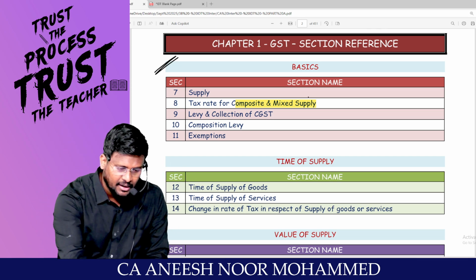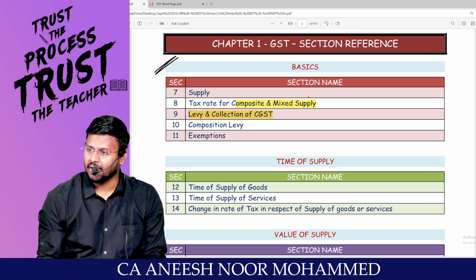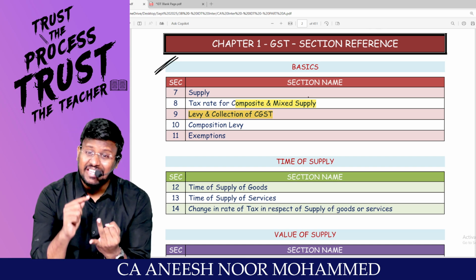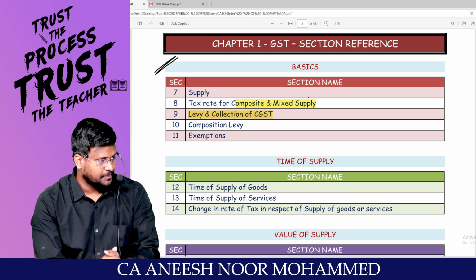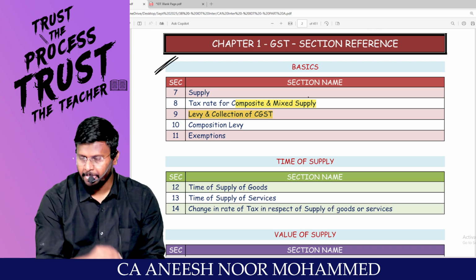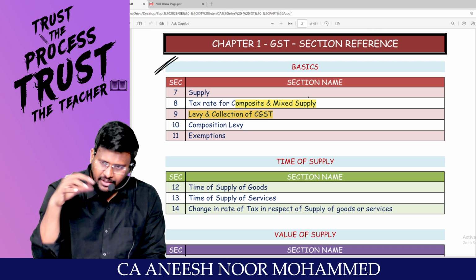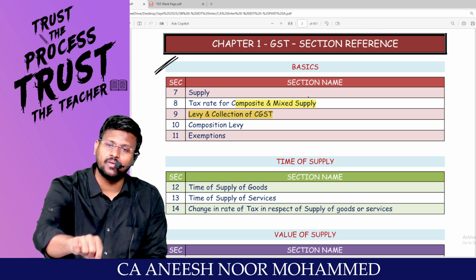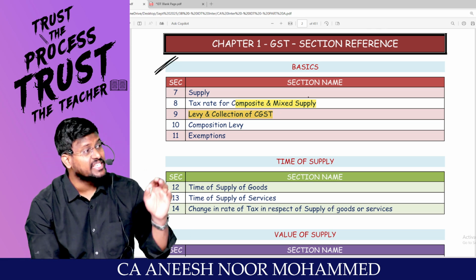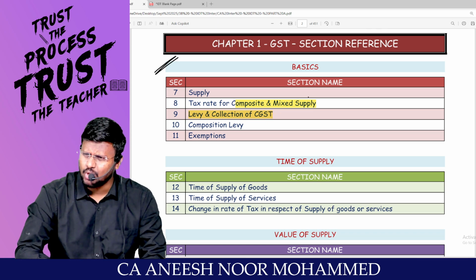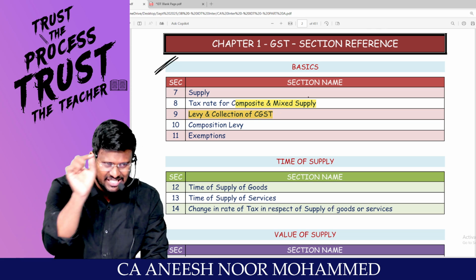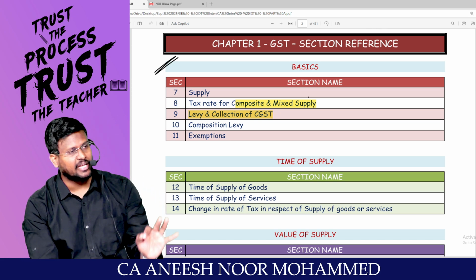Then section 9, levy and collection of CGST. We have CGST, IGST, and UTGST. For what activities or transactions CGST will be applicable, that is what section 9, levy and collection of CGST, covers. But for certain transactions or activities, IGST will be applicable. That we will discuss in some other section. This is section 9, levy and collection.